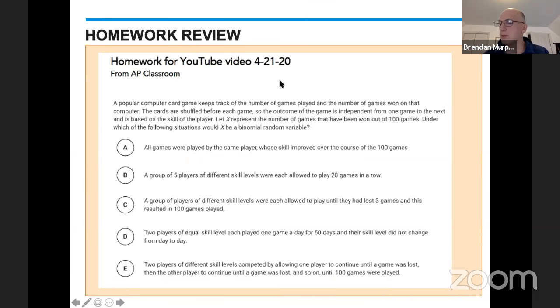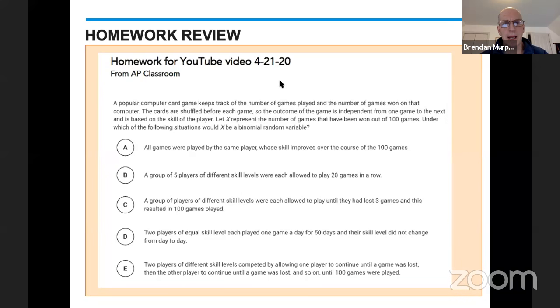So this was the homework from last night. This was the problem that Luke left with you. A popular computer card game keeps track of the number of games played and the number of games won on that computer. Again, I just call this setting the stage. It feels like you either win the card game or you don't win it. You win or lose. The cards are shuffled before each game, so the outcome of the game is independent from one game to the next and is based upon the skill of the player. Okay, that makes sense. I like that independent word.